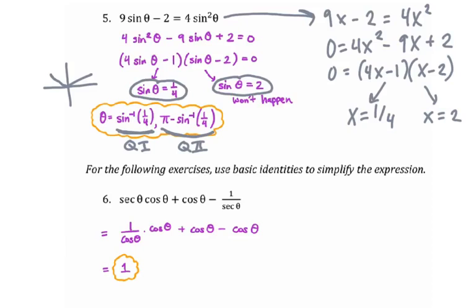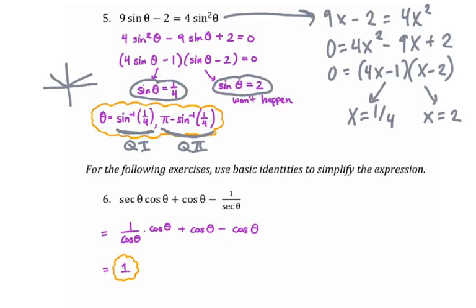And then the sine of theta equals 2 part of the equation won't have any solutions. An easy way to remember that is the sine graph has a range of -1 to 1. So the graph never goes higher than 1 for the basic sine curve. So that's it for solving.